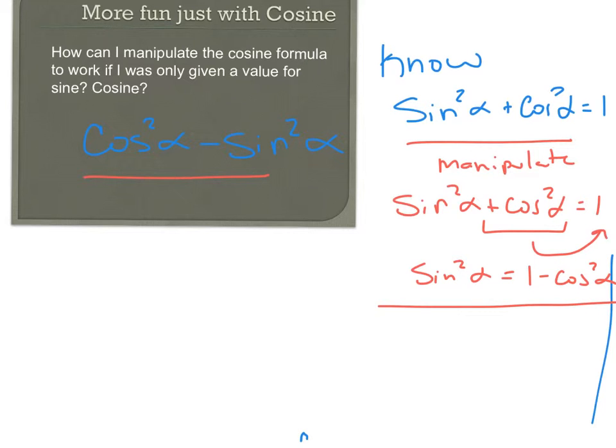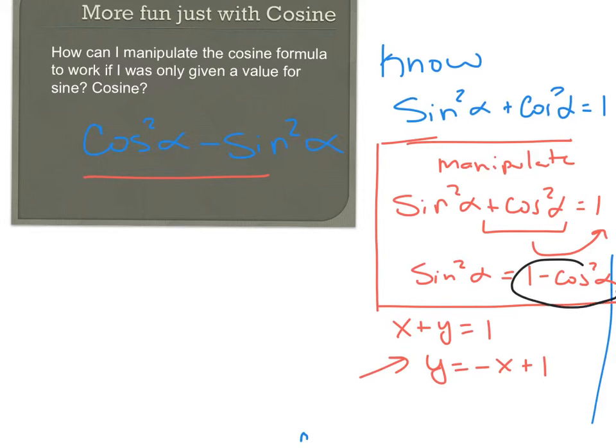Algebraically, it's the same as saying if I had x plus y equal to 1, we can get it into slope-intercept form by subtracting the x to the other side. So it's no different than what you've done in your algebra classes. So now that I know sine squared alpha is equal to 1 minus cosine squared alpha, I can take this and substitute it in. And this will create a whole other equation with just cosine in it. So let's go ahead and do that.